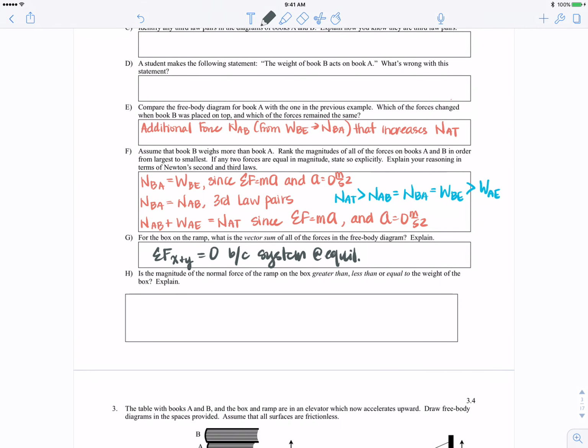And then we said the magnitude of the normal force was less than the magnitude of the weight force because the normal force on the box by the ramp was equal to W cosine theta, where W cosine theta is smaller than just W.